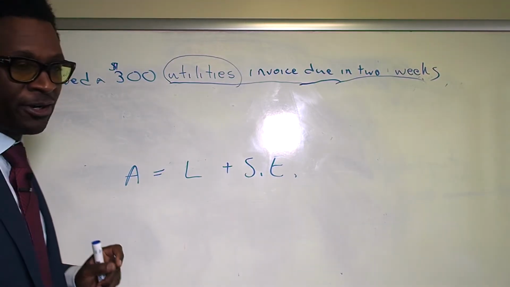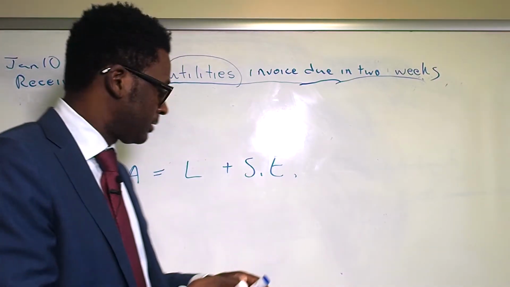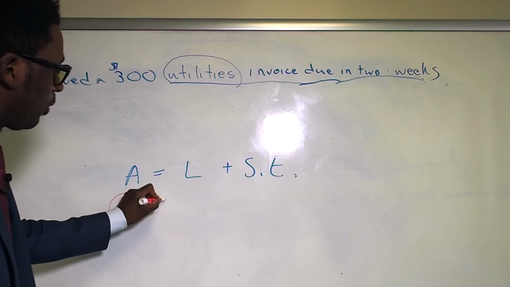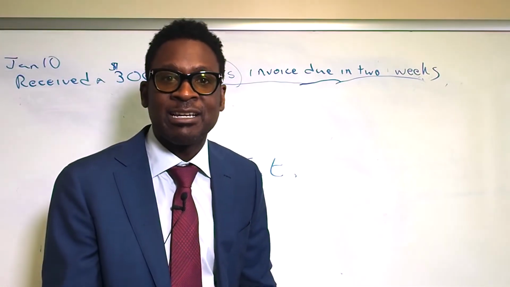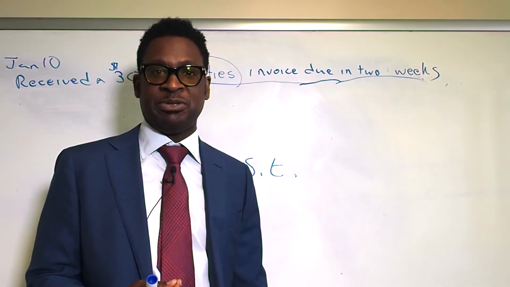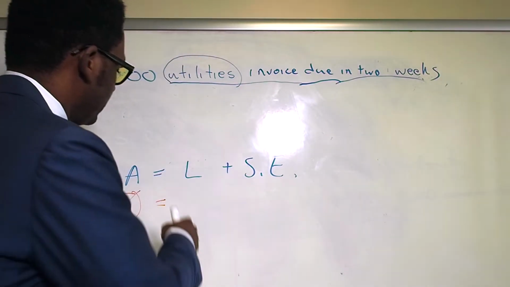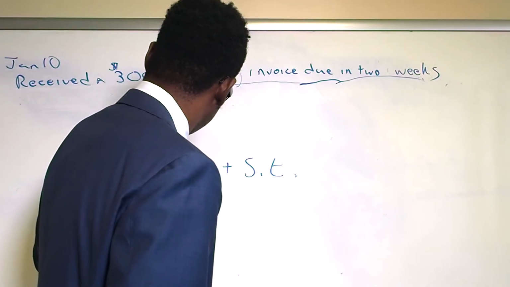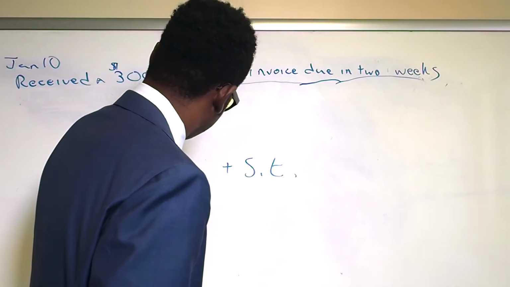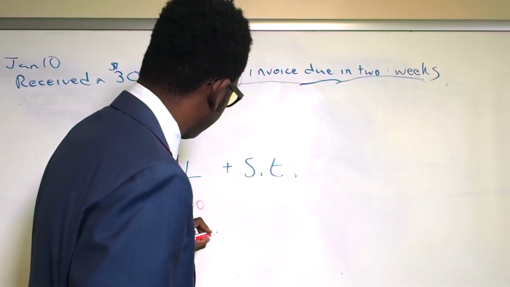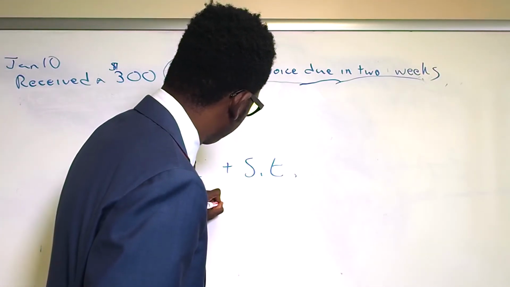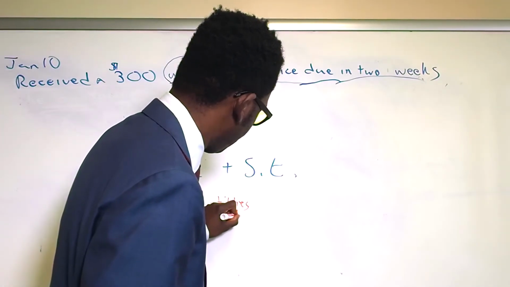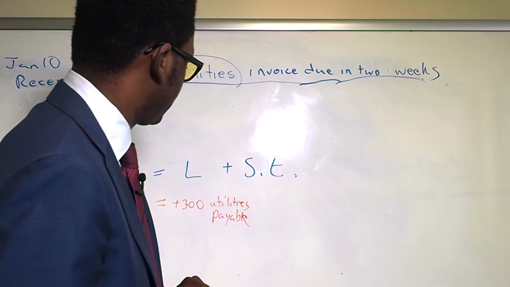Okay? So, were assets involved in this transaction? Absolutely not. That's a first, all right? So no assets were involved. What about liabilities? Yes, because we owe on this utilities expense, right? So since we owe on this utilities expense, our liabilities has increased by $300 under what account? Utilities payable. Last name payable, it's a liability.